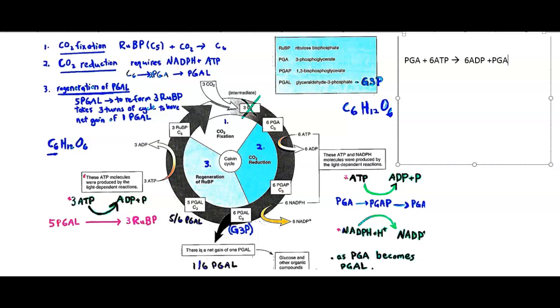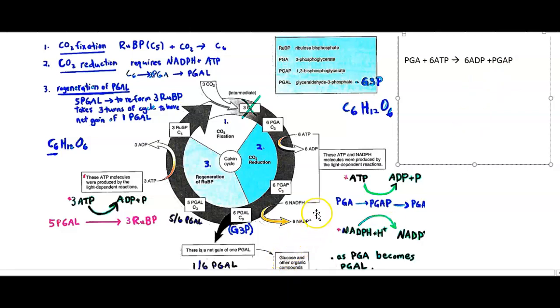Look at this. PGA that now has a phosphate, so PGAP. See that? The phosphate left the ATP, which had 3 phosphates, and went on to the PGA. Now we have PGAP, so PGA with a phosphate. Does everybody see that?